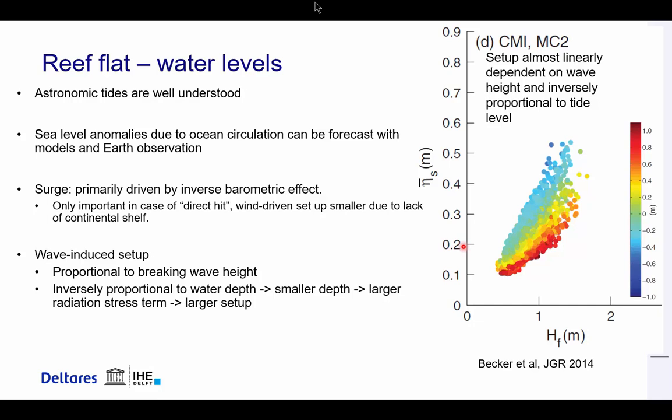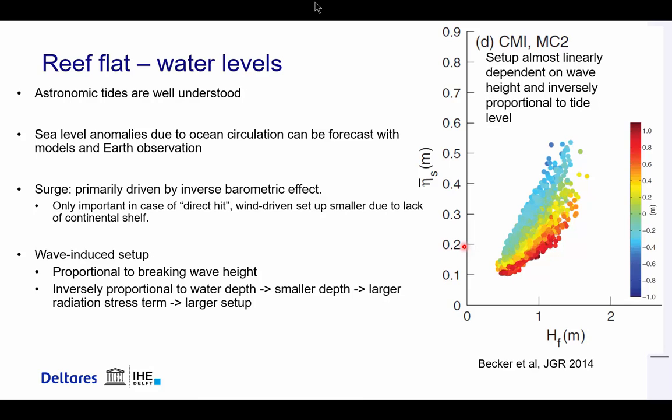The wind-driven component, the surge, may be small, and the largest effect is the inverse barometer effect. So when the air pressure is low, the sea surface comes up. And this is only important in case of a direct hit of a typhoon on an island. But in general, the wind-driven setup is much smaller on these islands due to a lack of a continental shelf. So a very important part of the total water level on the reef flat is the wave-induced setup.